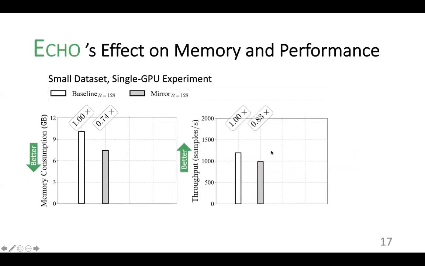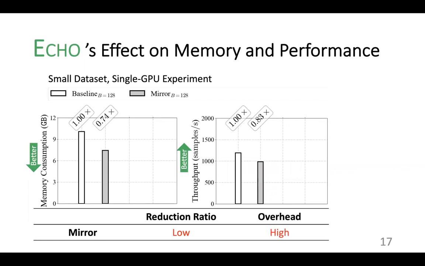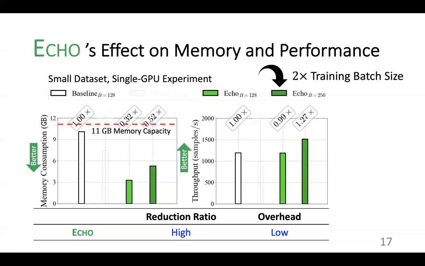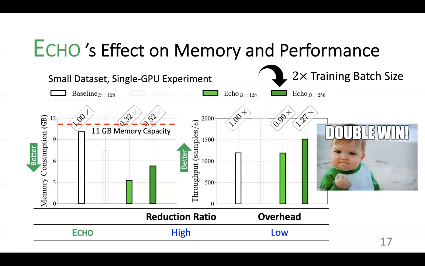To evaluate the effect of ECHO on memory and performance, we trained the 3 systems on the small dataset using a single GPU. We observe from the comparison between baseline and Mirror that under the same batch size of 128, Mirror can only deliver 1.35 times memory footprint reduction, but it comes with 17% performance overhead. On the other hand, ECHO can reduce the memory footprint by as much as 3 times, but it only comes with 1% performance overhead. Such memory footprint benefit gives ECHO the room to further double the batch size from 128 to 256. Therefore, further boosting its training throughput to 1.27 times higher than the baseline, leading to a double win situation in which ECHO is winning both in terms of memory and performance.